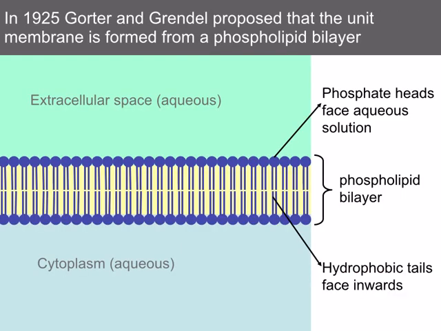Now in 1925, Gorter and Grendel proposed that the unit membrane is formed from a phospholipid bilayer. What does this mean? Well, you've got one layer of phospholipids with the hydrophilic heads pointing inwards towards the cytoplasm, and the other layer with the hydrophilic heads pointing outwards towards the water which surrounds the cells. The hydrophobic tails of both layers are pointing towards the center of the membrane.